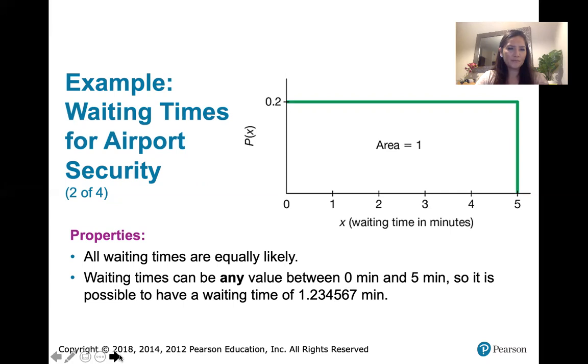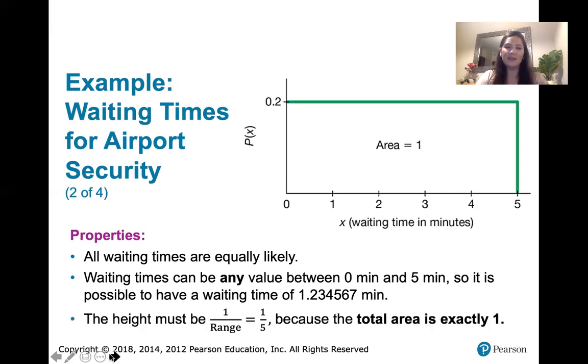And then lastly, in order for this area under the curve to be 1, so that the area corresponds to a probability, and a probability of 1 says that one of these waiting times is going to happen. You're going to wait sometime between 0 and 5 minutes if you are a randomly selected passenger at JFK Airport during those certain time periods.